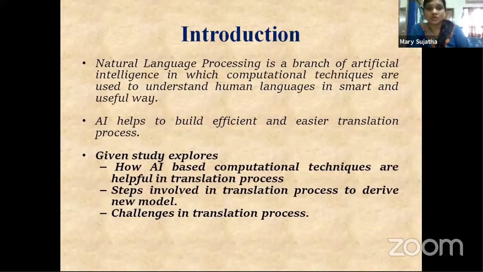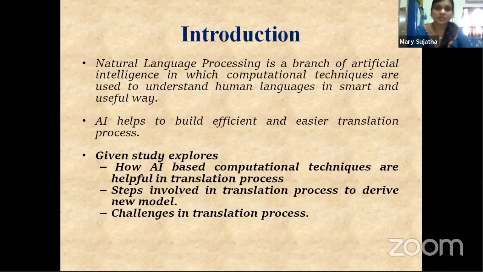In this talk, I would like to highlight mainly 3 points. One is how artificial intelligence-based computational techniques are useful while going with natural language processing. Secondly, what are the different steps which are used while building a model. And finally, I would like to conclude with the challenges natural language processing is facing while translating.